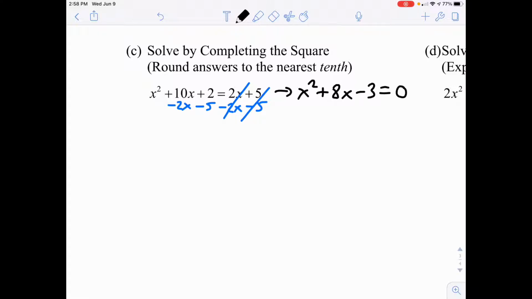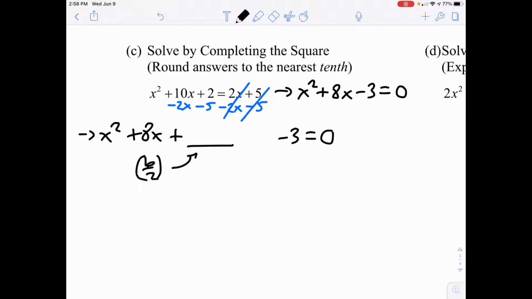Okay, now to complete the square on this, we have x squared plus 8x plus, leave a little more space, minus 3 equals 0. This term right here is b over 2 squared, so let's figure that out. B would be 8, so b over 2, half of 8 would be 4, square that would be 16. So we're going to add 16, but we will immediately subtract 16 from that.